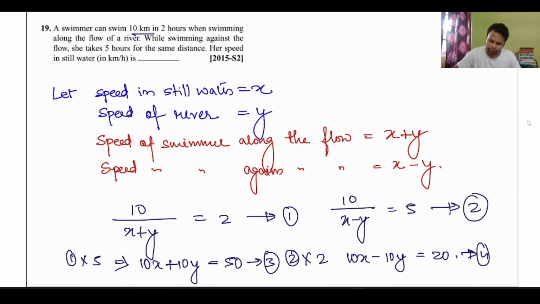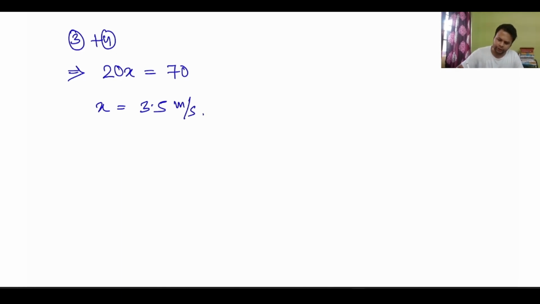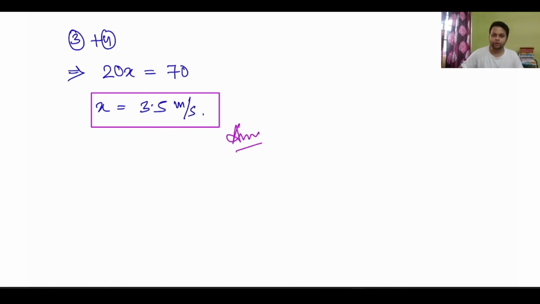So what am I required to find out? I am required to find her speed in still water, which means I need to find x. I'll simply add equation 3 and 4. I'll get 20x is equal to 70. So what is the value of x? The value of x will be 3.5 meter per second. So this is the required answer. This was a pretty easy question. I hope it is clear to all of you. Let us move on to the next question.